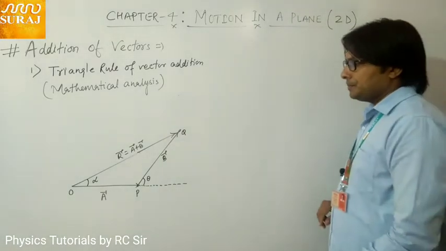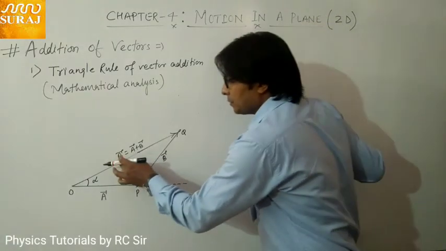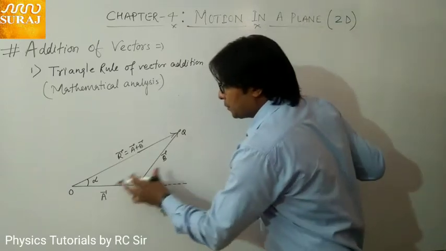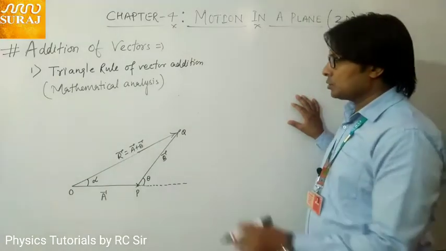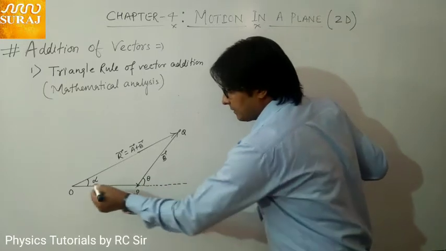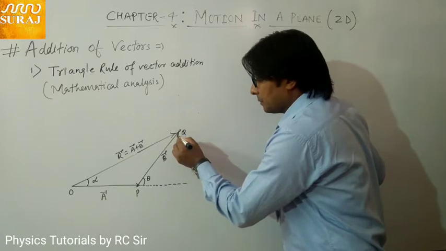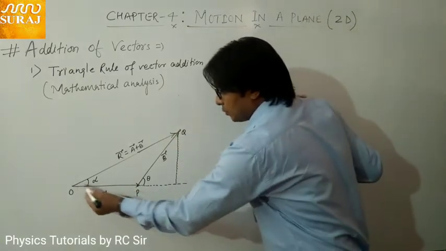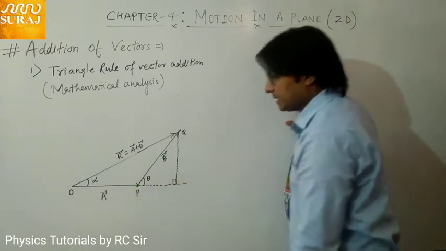Okay, now what we are going to do is derive the expression of the magnitude and direction of this resultant vector in terms of the magnitude of A vector and B vector and the angle theta. So what I'm going to do, I have just extended this A vector as this, and a perpendicular is drawn on this line, the extended line OP, such that this angle is 90 degrees.